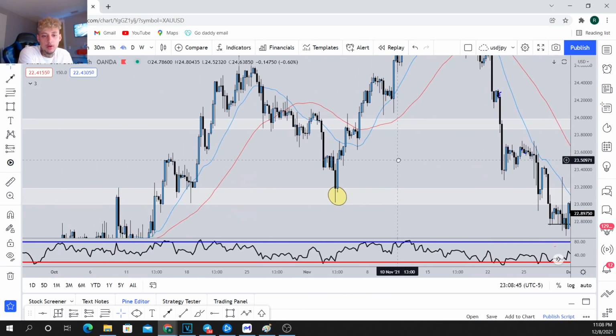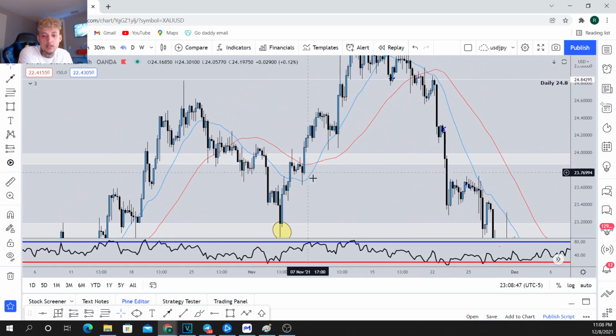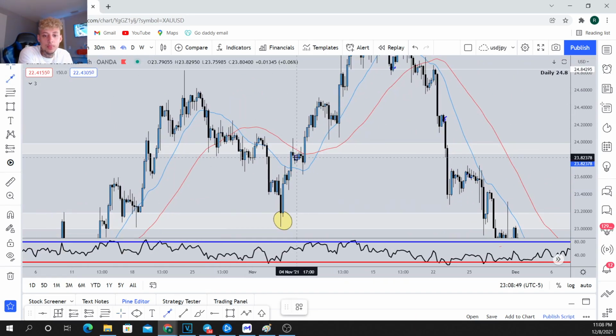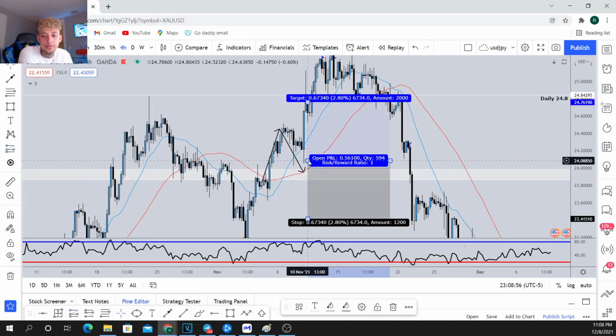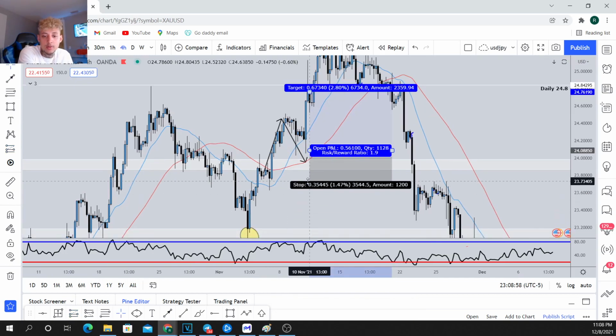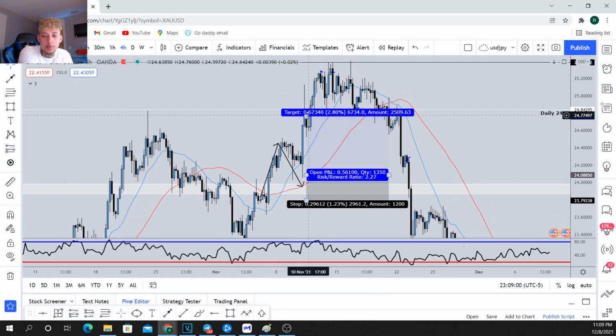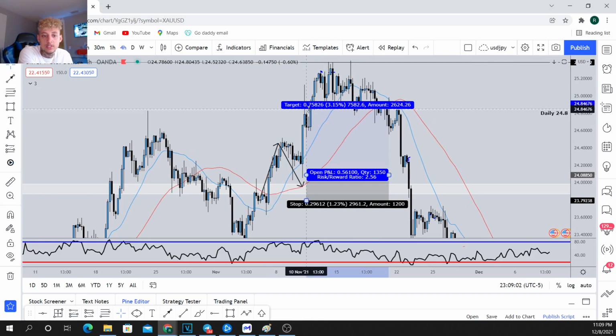I'm going to make an example here, right? Let's just say we see price break this level of support, come up, and then come all the way back down to support, right? And let's just say our entry is here. Our stop loss is going to be under support, and our take profit is going to be our next level of resistance, which you can see is right up here.